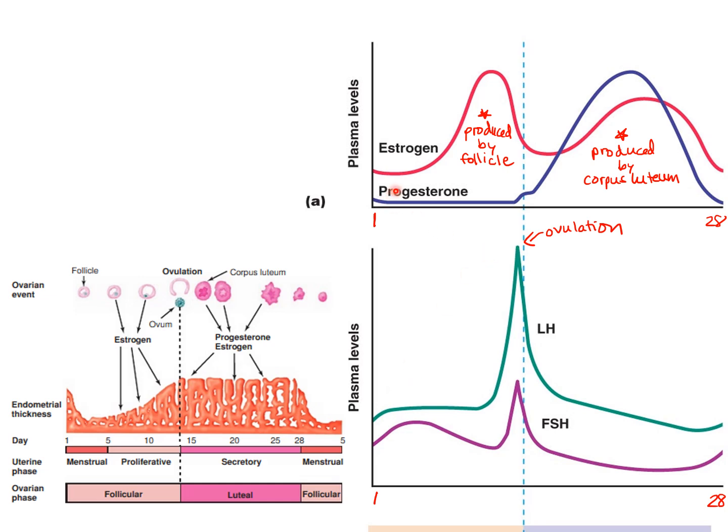Okay, and if you notice up here on the top, notice that our estrogen levels are starting to rise. And that estrogen is being produced by the follicle, that's in the ovary. And so far, we haven't been producing any progesterone yet. The follicle is not producing any progesterone. And as our estrogen is rising, we've got negative feedback.